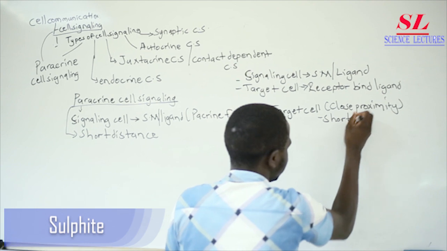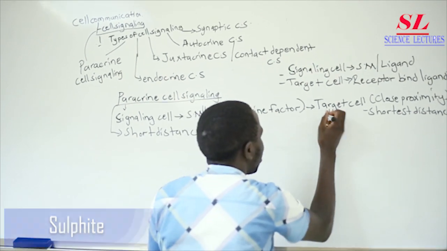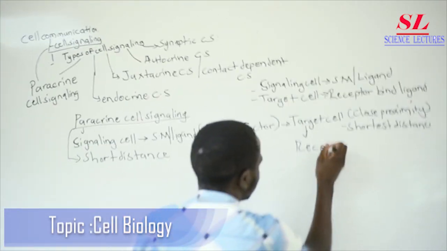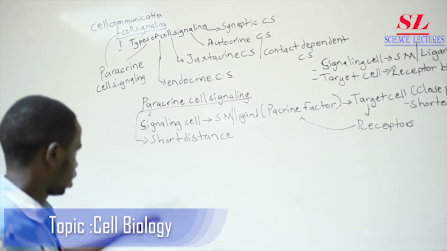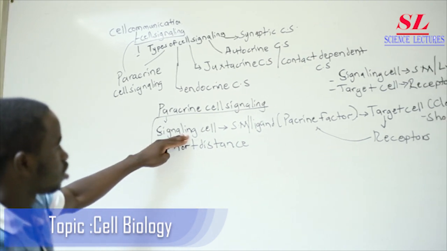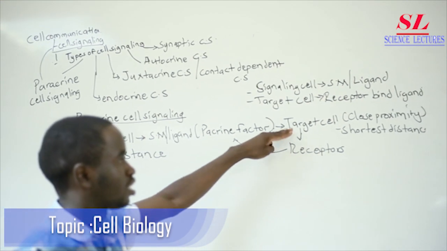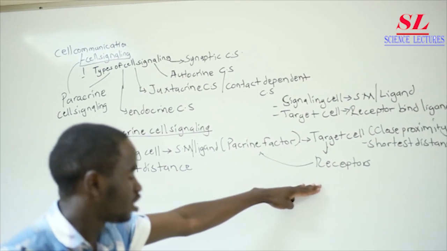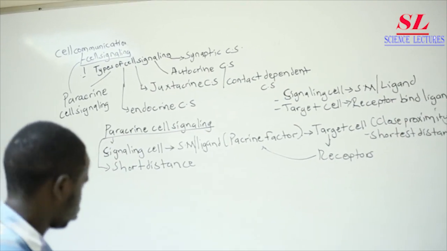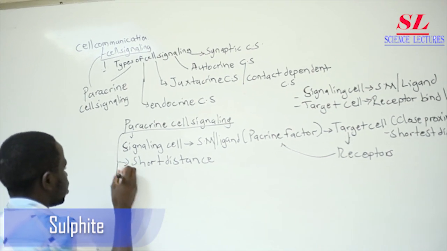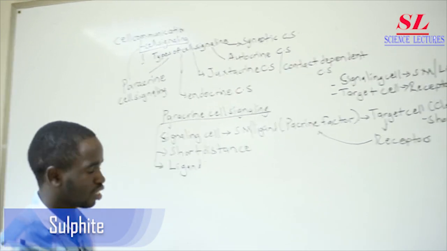And this target cell should have the receptors for the paracrine factor. I repeat, in paracrine signaling, the signaling cell shall produce a ligand, which in this case is the paracrine factor, which shall be intercepted by a target cell. The target cell has receptors for that paracrine factor, and that target cell should be in close proximity.